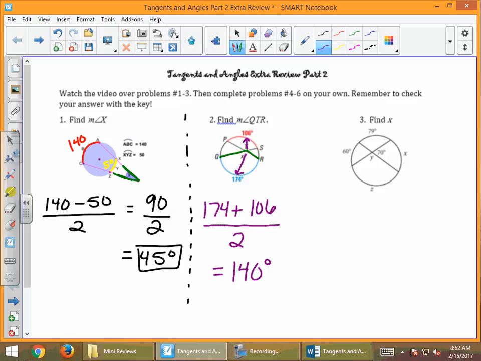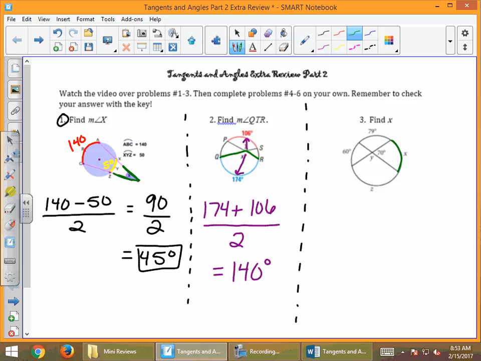Okay. So given the angle's outside, like number 1, big minus small, divide by 2. Those 2 arcs that are in between that angle. When the angle's on the inside, you add the 2 arcs and divide by 2. Number 3 is a little different because we're finding x. And here's x, it's an arc.